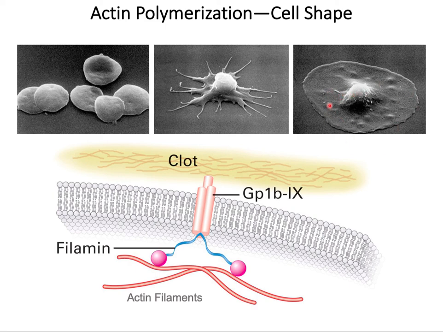A lot of this is mediated by the changes in actin. In particular, it is mediated by a transmembrane protein complex known as GP1b-IX, which can interact with a clot on the outside, with actin on the cytosolic side of the platelet membrane. It connects with the actin through filamin. So this is another role of filamin, which is a cross-linking actin binding protein.